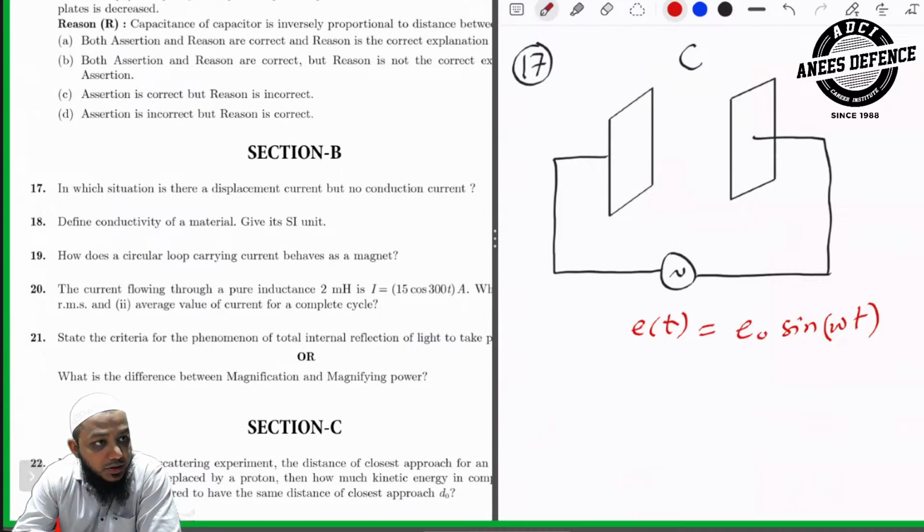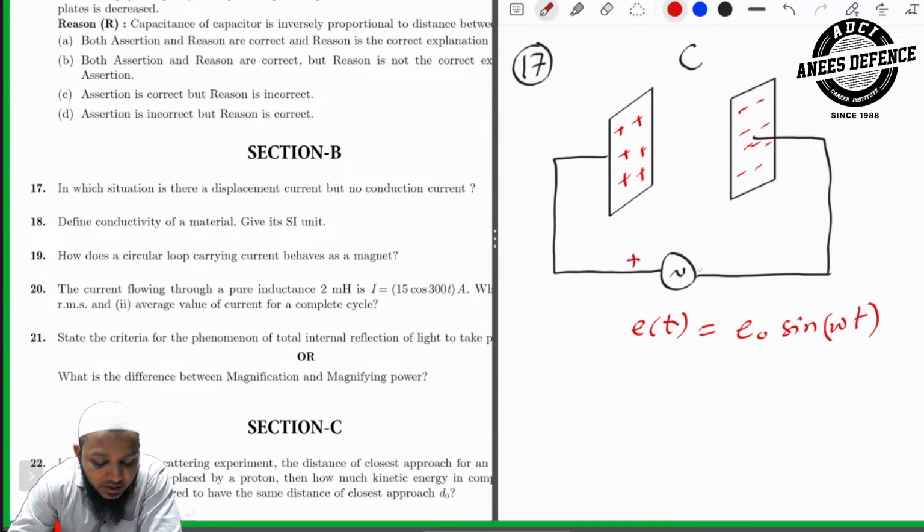So due to the change in potential with time, the charge on each plate of the capacitor will also change, because sometimes it will be positively charged, sometimes negatively charged. During the positive cycle, this side will be positive, this side will be negative. What about during the negative half cycle? There will be negative charge on the left side and positive charge on the right side. So the polarity of voltage changes as time goes.